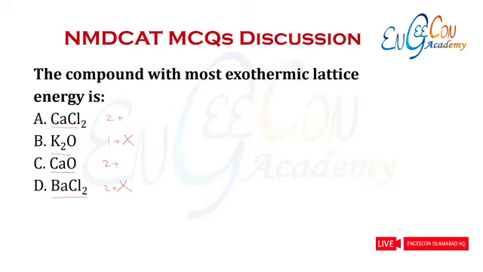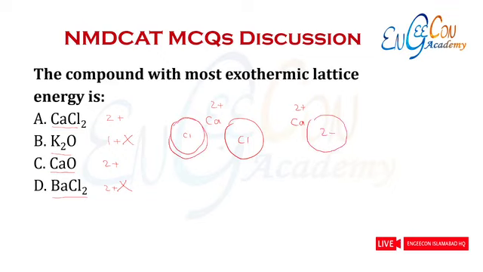Now we have comparison between calcium chloride and calcium oxide. Now if we look at these two molecules, the size of chlorine is very great, and there are 2 chlorines here. And the size of oxygen is greater, but we have only a single oxygen. So since lattice energy is directly proportional to charge and inversely proportional to size, overall the size of calcium oxide molecule is smaller, so calcium oxide is the correct option.